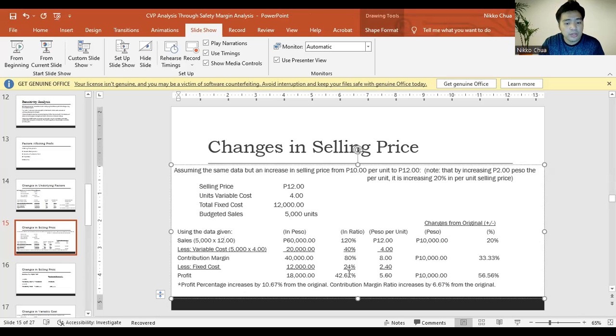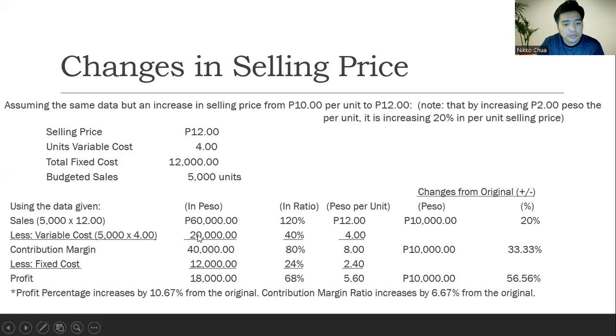80 minus 24, we will have... Okay. So our contribution margin is 60,000 minus 20,000, that is 40,000, minus again the fixed cost 12,000, it is equal to 18,000 peso. In ratio, it is 120 because we increased by 20%, minus the 40%, that is 80%, minus 24% of fixed cost, that is our profit of 68%.